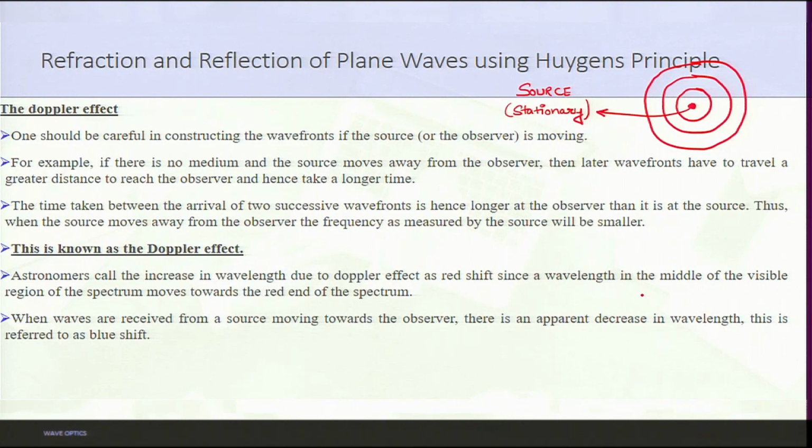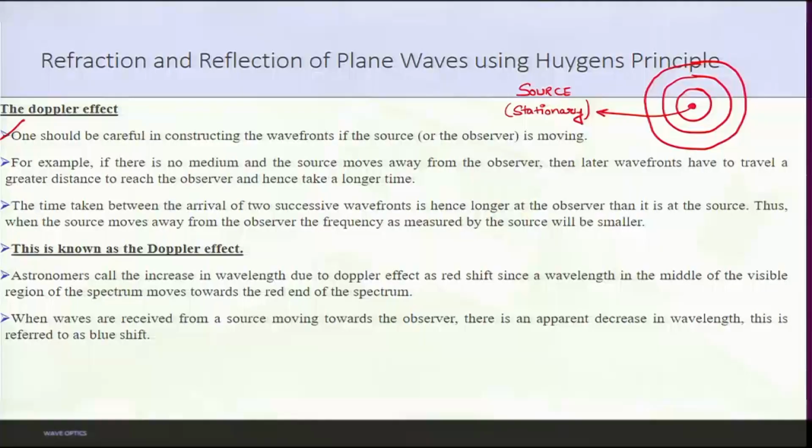First let me read this, and then I will try to explain it with some figures. One should be careful in constructing the wavefronts if the source or the observer is moving. It does not depend only on the source moving. If the observer is also moving, then also the Doppler effect can be seen. So, it depends on the relative position of the source and the observer, and not only on the movement of the source. For example, if there is no medium and the source moves away from the observer.